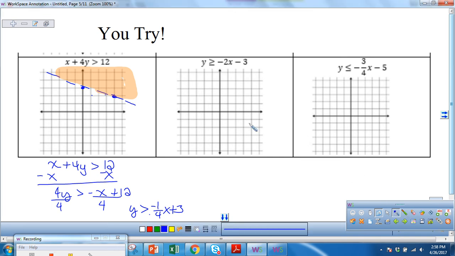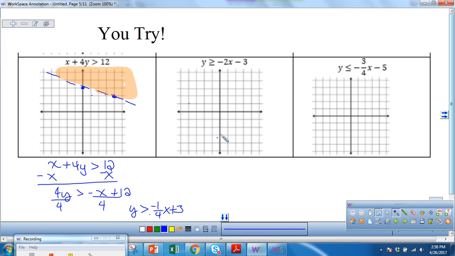My second one is already in slope-intercept form, so I start at -3. 1, 2, 3. My slope is -2, so I go down 2 and to the right 1. Okay. This time my line is solid. For some reason I went down 2 and over 2. You know why I did that? Up 2 and over 1, sorry. Let's erase this and start over again. Got too many dots there. Okay, so sorry about that.